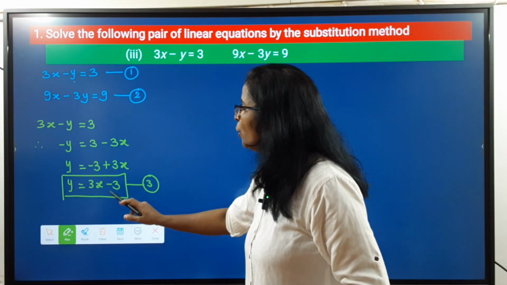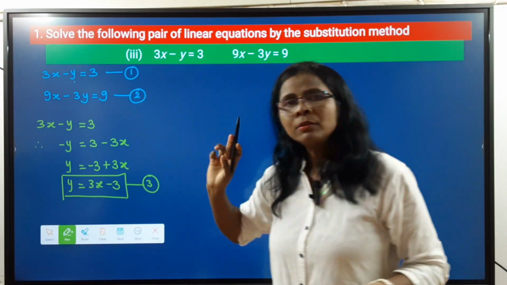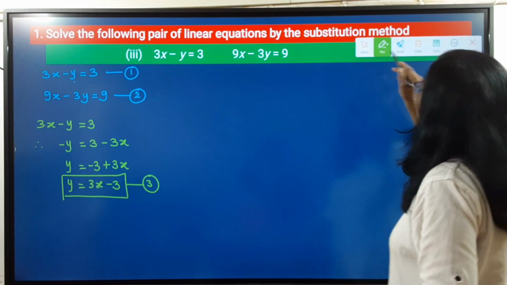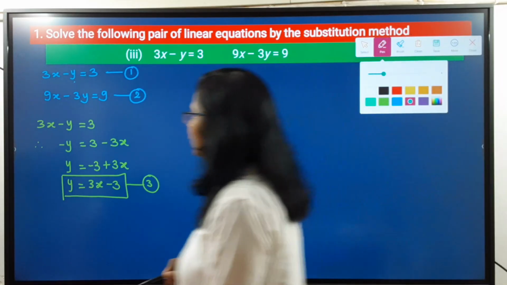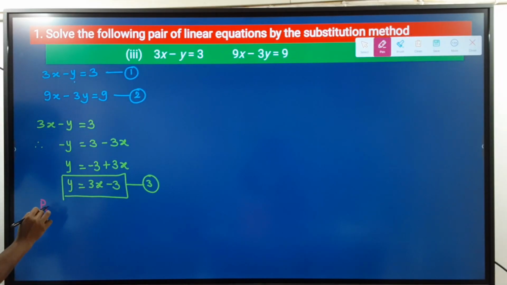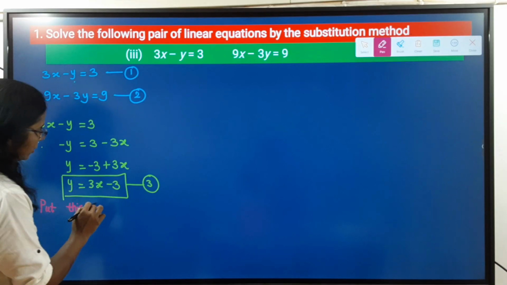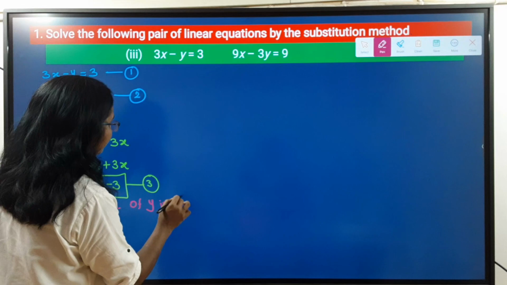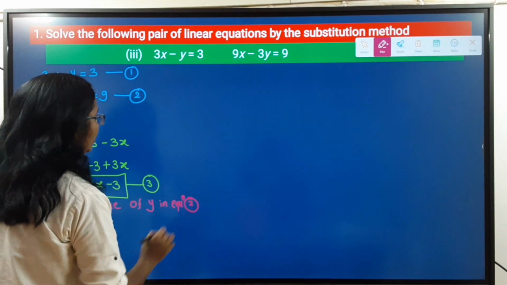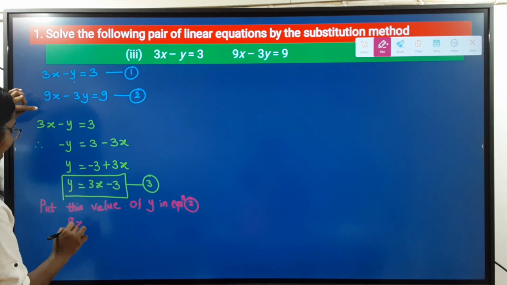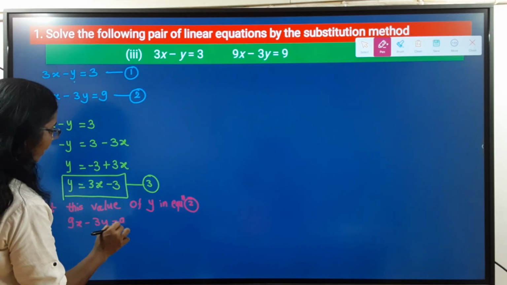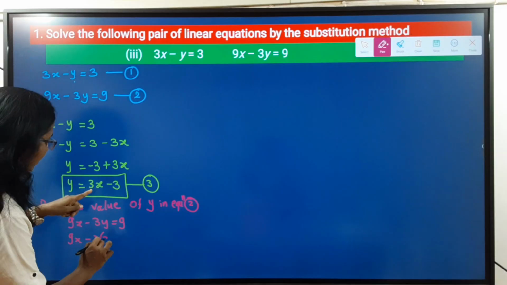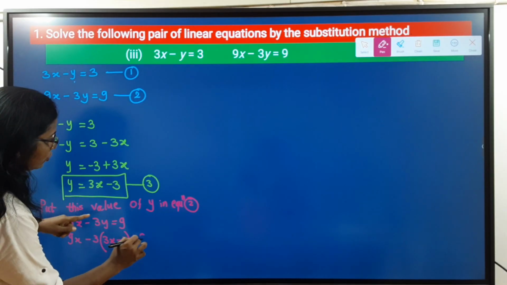Because this value of y, we get this value of y from equation 1. So put this value of y in equation 2. Here I write down the instruction, and that instruction is: put this value of y in equation 2. So first I write down equation 2, 9x minus 3y is equal to 9. Therefore 9x minus 3 multiply 3x minus 3 is equal to 9.